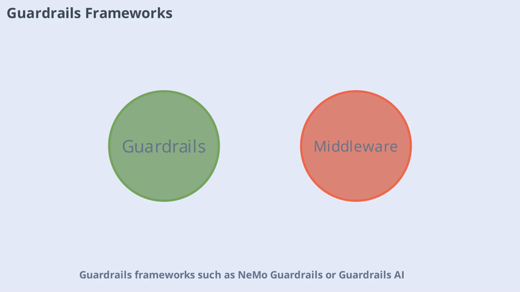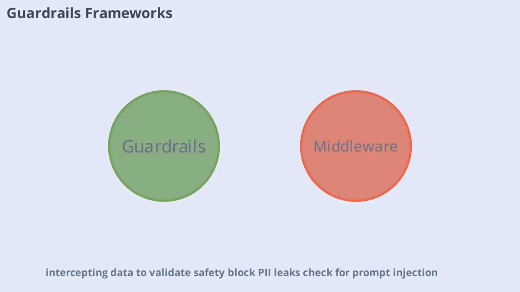Guardrails frameworks, such as NeMo Guardrails or Guardrails AI, act as middleware layers in your LLM architecture. They sit right before the LLM input and after the output, intercepting data to validate safety, block PII leaks, check for prompt injection, and verify formatting.